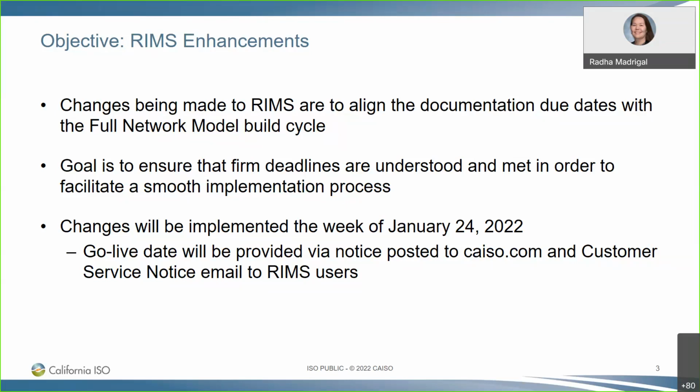We are going to be implementing these changes in the RIMS production environment the week of January 24th, probably in the middle of the week, but we are going to announce the official go-live date via notice posted to CAISO.com. Those will also go out in the daily briefing. And you'll also receive a customer service notice email to all RIMS users, similar to if those of you who are on the call are RIMS users today, you would have received a notice about this training session. That same customer service notice email is going to go to you to announce the actual implementation date that will take place in about 2 weeks.